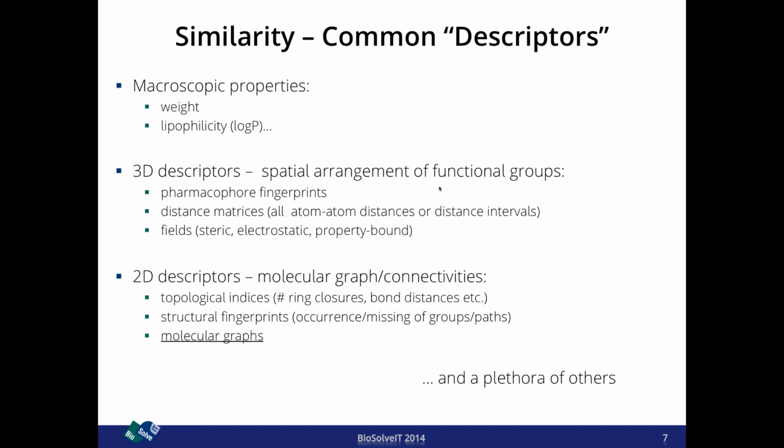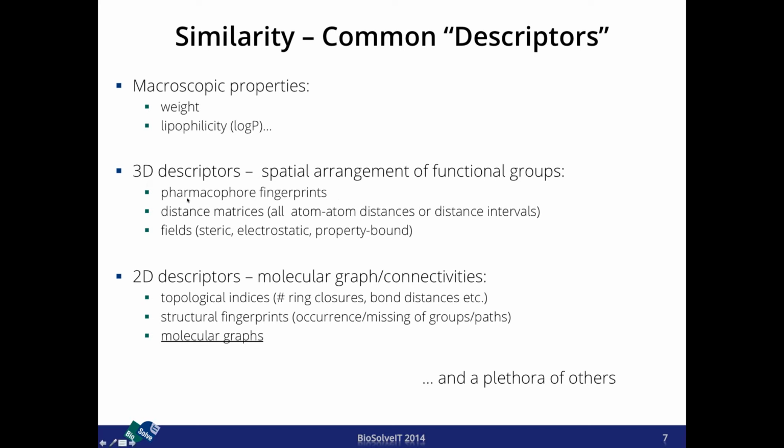So what are common descriptors to capture this in a more quantitative way, compared to just looking at it from our chemistry training? Well, the computer can of course easily comprehend macroscopic properties such as molecular weight or a log P that we calculate for every molecule. But certainly also on a more fine-grained scale, we have the so-called 3D descriptors, which usually describe a spatial arrangement of functional groups in 3D space.